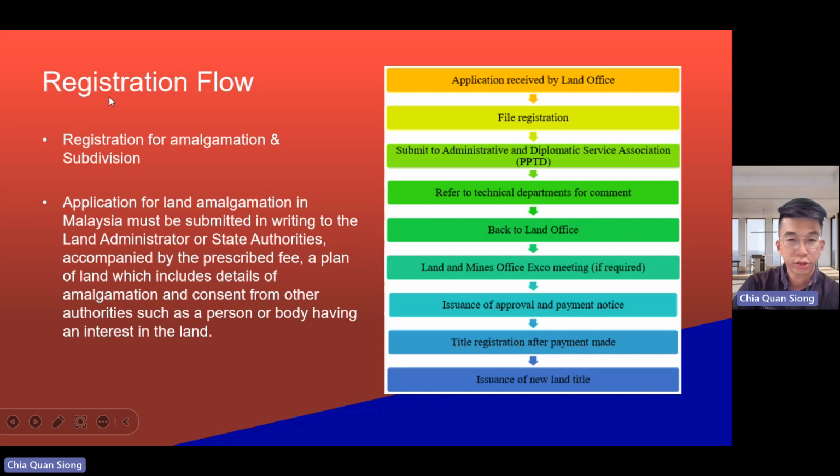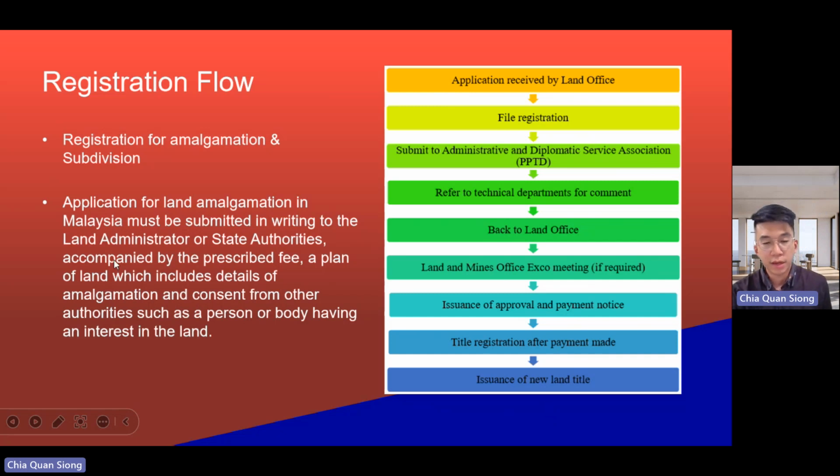And this is the registration flow. Registration for amalgamation and subdivision. If, let's say, you intend to amalgamate or subdivide your land, we must follow the steps. Application received by the land office. So we need to submit the application, of course. File registration, submit to the administrative and diplomatic service association, refer to the technical department for comments, back to Land Office, Land and Mines Office EXCO meeting, issuance of approval and payment notice, title registration after payment made, issuance of new titles.